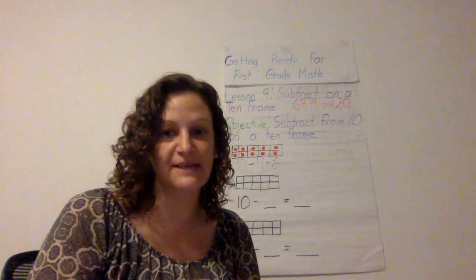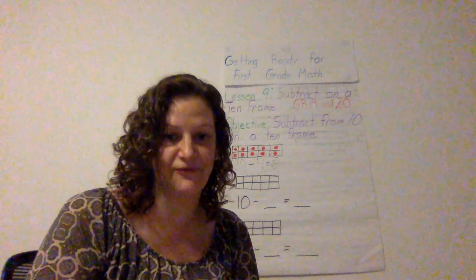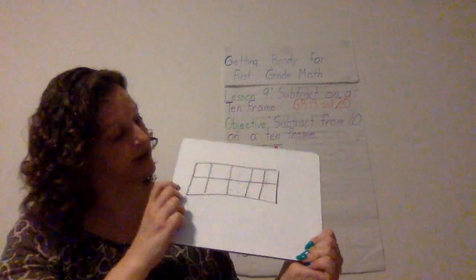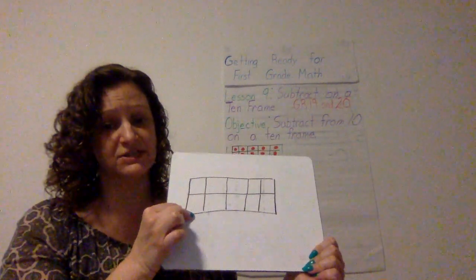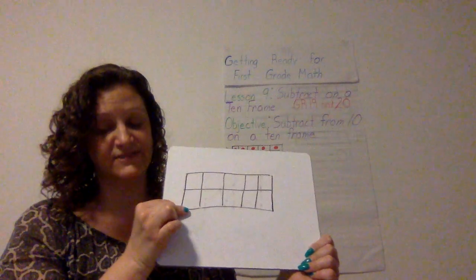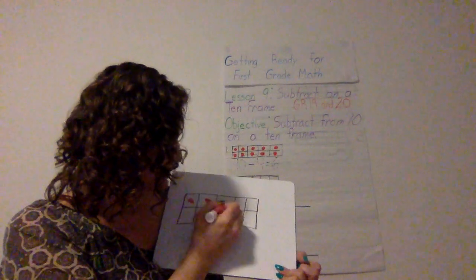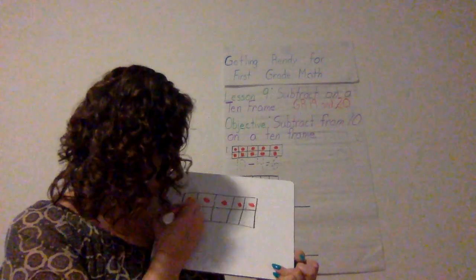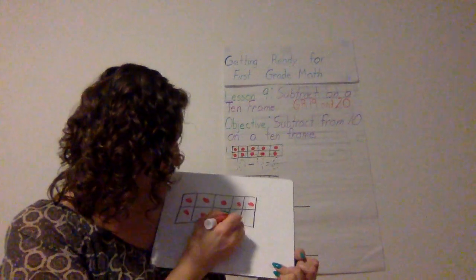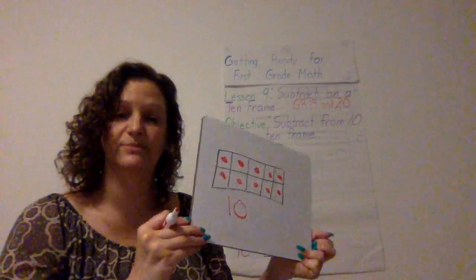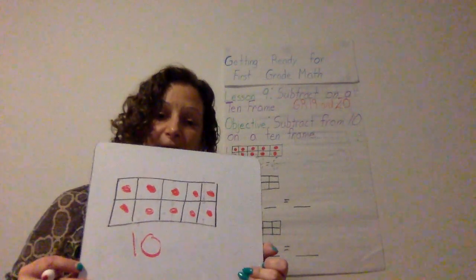We're going to talk about Lesson 9, Subtract on a 10 frame. It goes with pages GR 19 and 20. So just to review, this is a 10 frame. It has 10 empty squares. When all the squares are empty, we have 0. If all the squares are filled, like this, we have 10. And we can use 10 frames to help us count, add, and subtract.